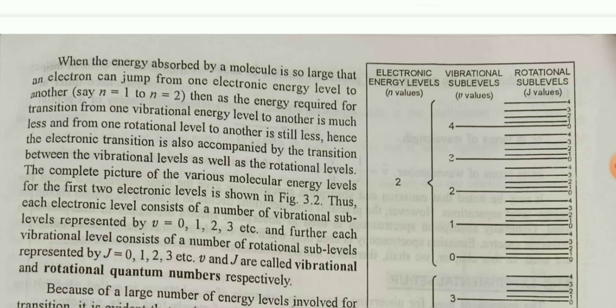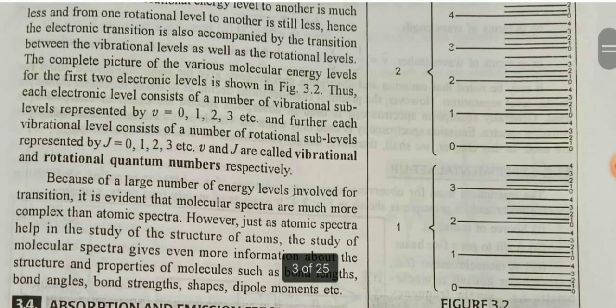Thus, each electronic level consists of a number of vibrational sublevels represented by nu equals 0, 1, 2, 3, etc. And further, each vibrational level consists of a number of rotational sublevels represented by J equals 0, 1, 2, 3, etc. V and J are called vibrational and rotational quantum numbers respectively.